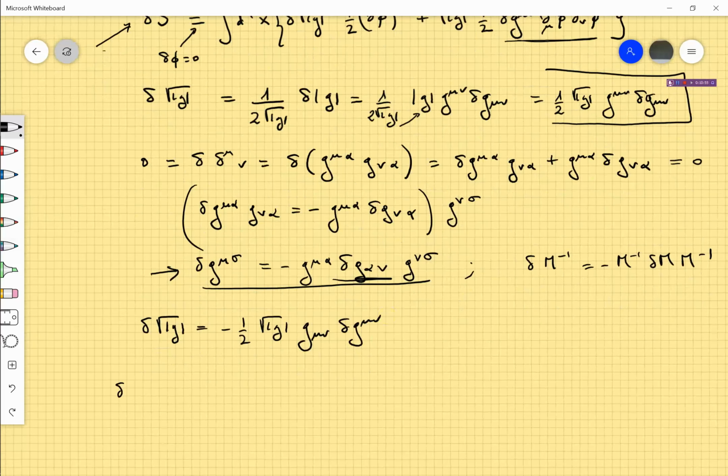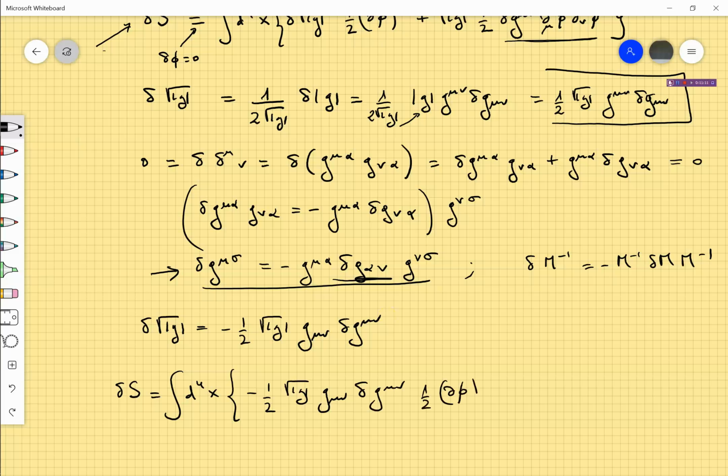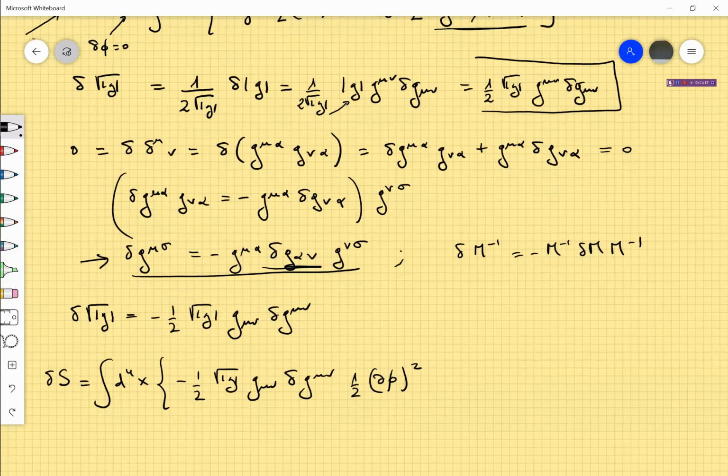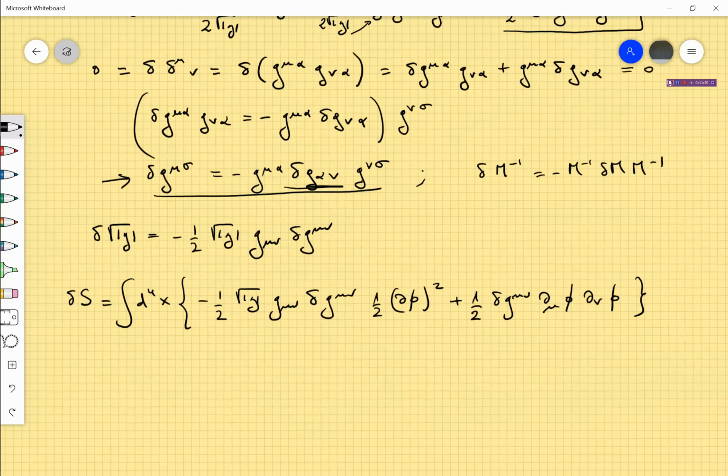we get delta S is equal to the integral d^4x of minus a half square root of g, g_{mu nu} delta g^{mu nu}, and then we had 1/2 of (d phi) squared. Okay, this on one hand, and here we have plus a half delta g^{mu nu}. I don't need to do anything. d_mu phi d_nu phi. And I can take a common factor, delta g^{mu nu} with indices up.